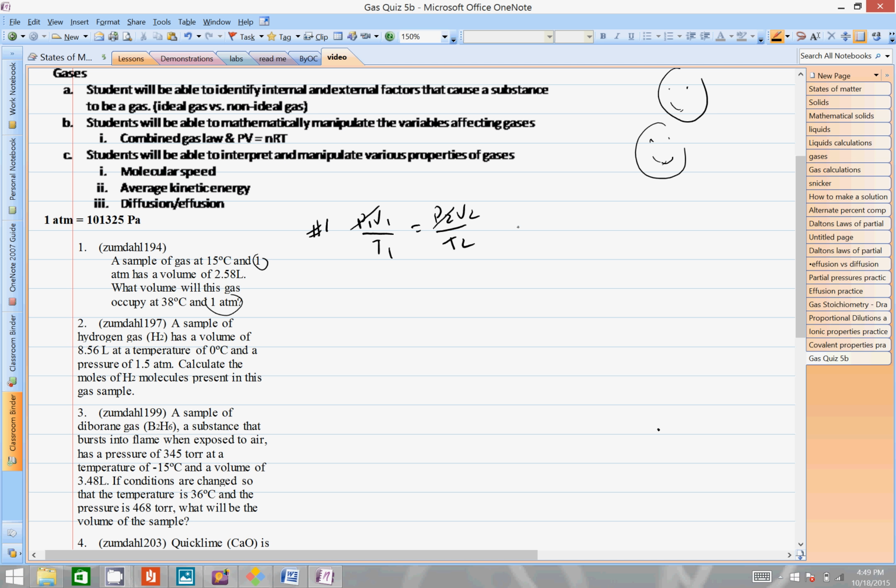So V1, the volume 1, is going to be 2.58 liters. And we're looking at a temperature of 15 degrees Celsius. Now, most people did not make this mistake, but you have to convert this over to Kelvin. 288. And then equals, okay, then we got the volume 2 is what I'm looking for. And then looking at 38, 273 plus 38.